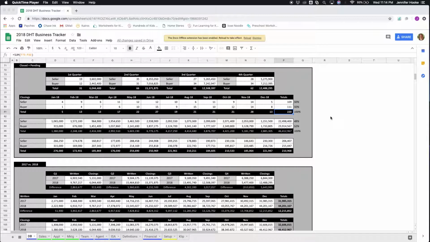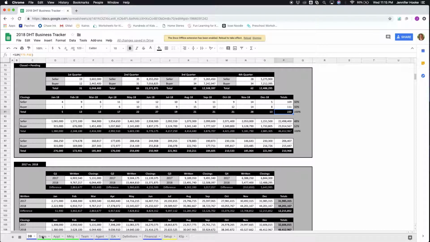So it sounds like the issue that Dave has is this number, which seems a little bit low to him. This represents the total number of transactions closed that are to close in 2018. So let's first look at what that number should be.